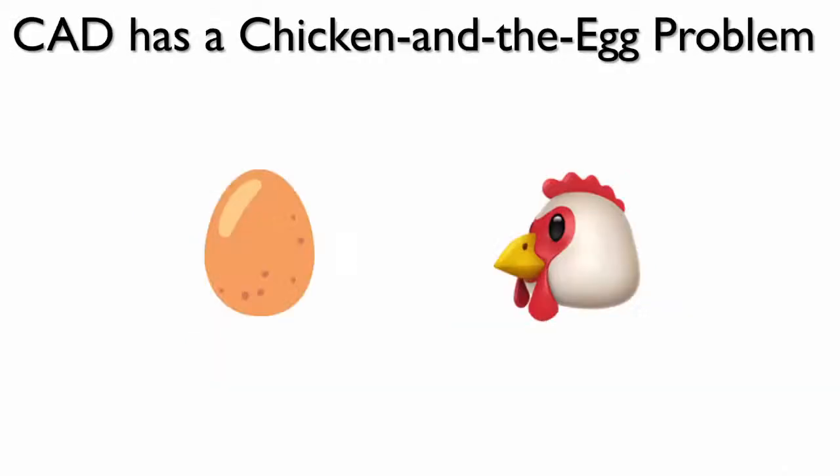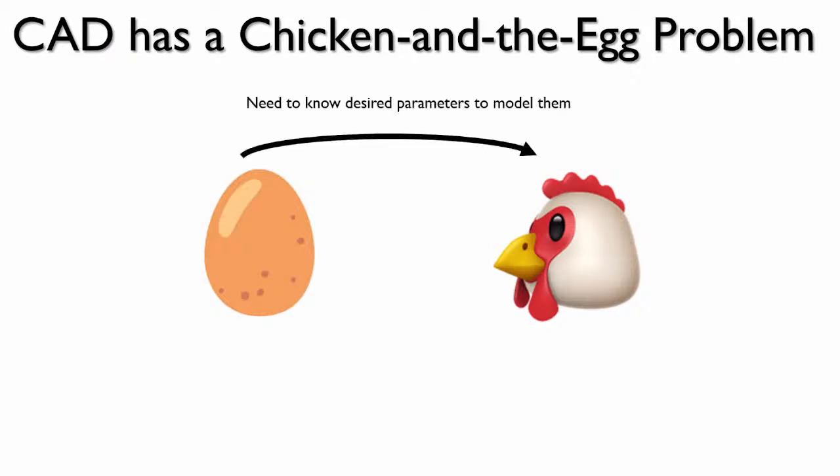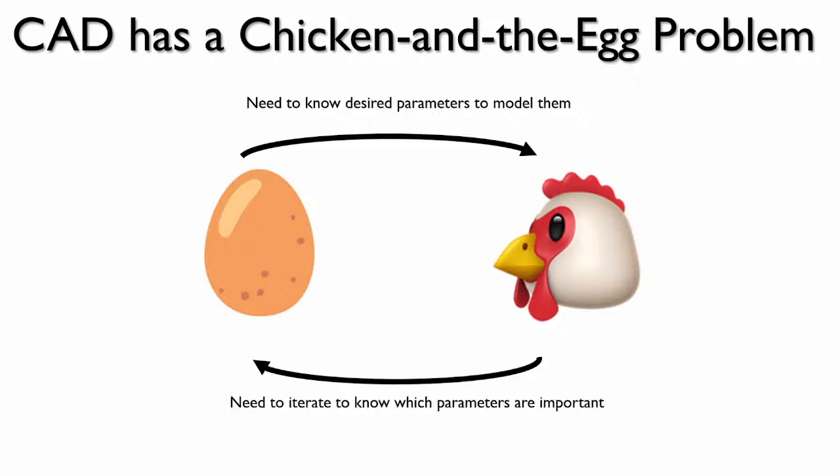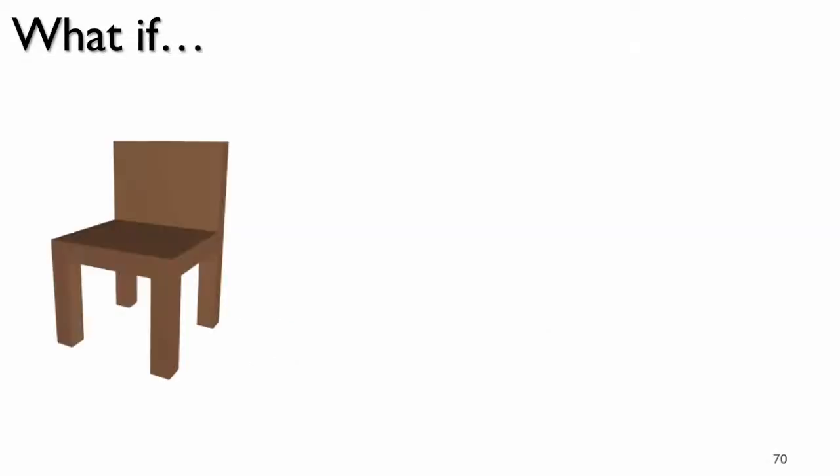And so ultimately you have this chicken and egg problem. You need to know what parameters you want to design them into your model. But in design, you kind of need to explore once or twice to figure out what parameters you're going to need. So you need to iterate to know which parameters are important. You're never going to really design a model that has all the parameters you want out of the gate.